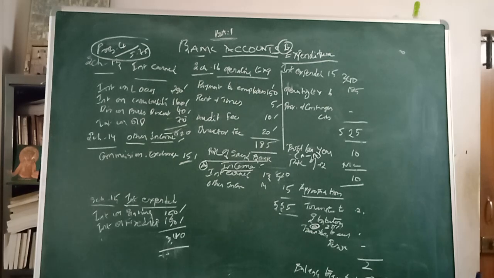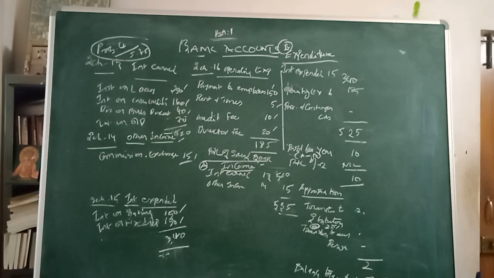Whereas if it is given as rebate on bill discounted opening balance, rebate on bill discounted closing balance, that should be in schedule number 13. Opening balance should be added to schedule 13, that is discount on bill discounted. Closing balance is deducted from schedule 13.